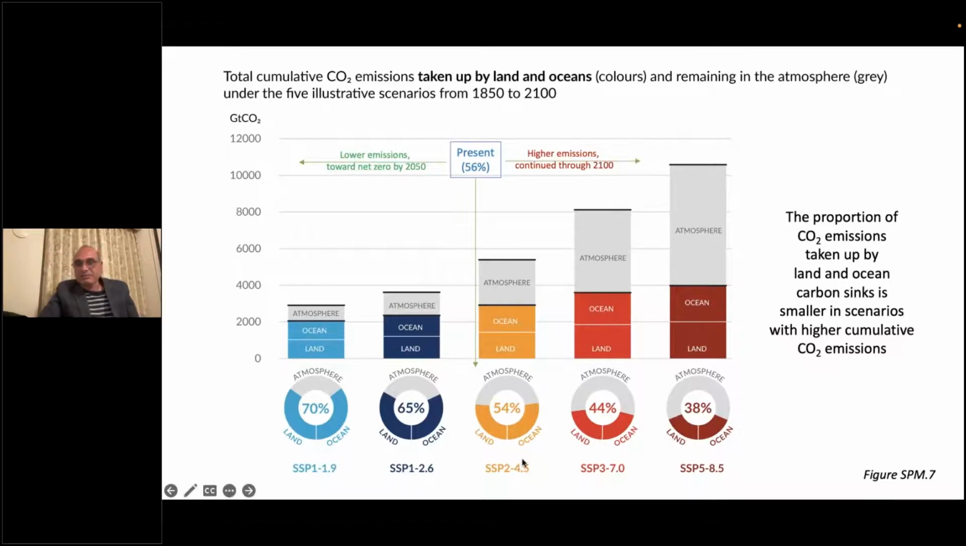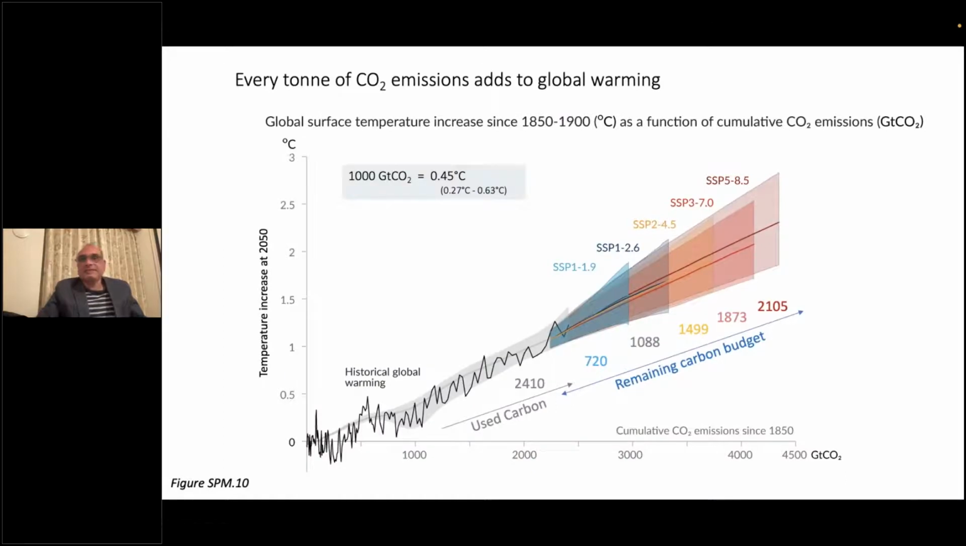But the moment you fall into SSP2, SSP3, or SSP5, we are actually absorbing less and less fraction of the CO2 emitted by anthropogenic activities, which means we are actually going into runaway global warming scenarios. So all sorts of things have to be taken into account when you are planning future scenarios. And then we come out with some very simple metric, although what I showed you is very complicated at the regional scale.